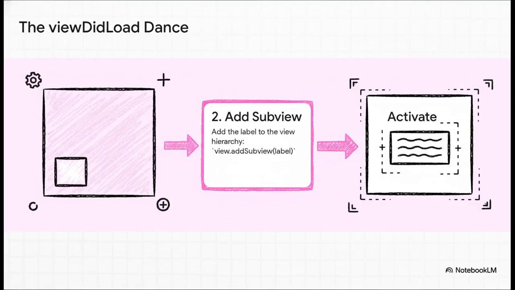So, once we're inside the view load view method, it's just a simple 3-step dance. First, you set up the main view, maybe give it a nice background color. Second, you add your new label to the view hierarchy. And third, you activate your constraints. That's what tells the label exactly where to live on the screen, in our case, smack dab in the center.